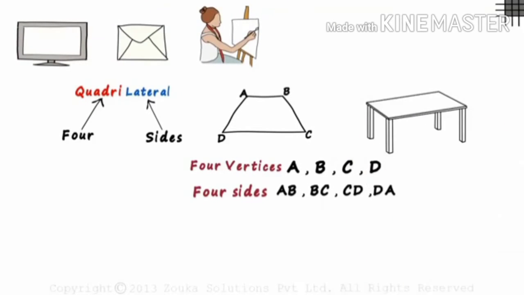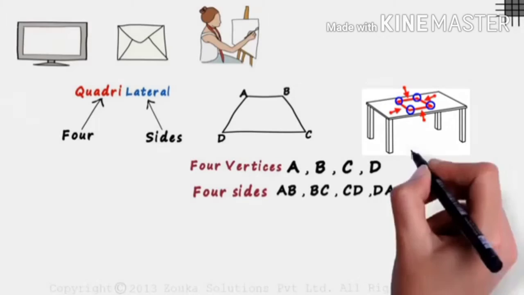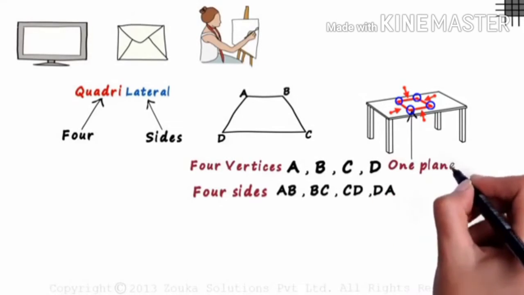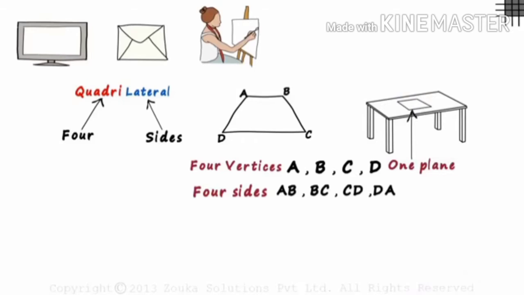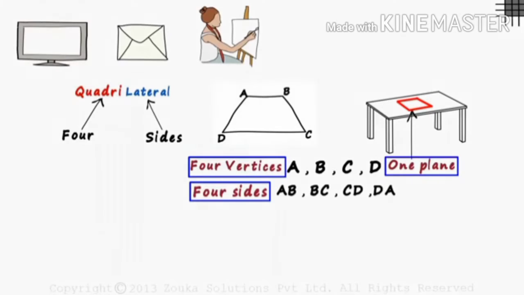Consider this table. The surface of this table is flat. It's a plane surface. If I draw a quadrilateral on a table, it will look something like this. If you look at the quadrilateral closely, you can see that all the vertices and sides of the quadrilateral lie on one plane. So a quadrilateral has 4 sides, 4 vertices and is a closed figure lying on one plane.